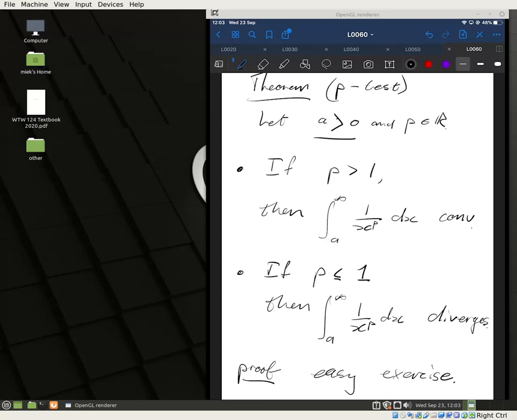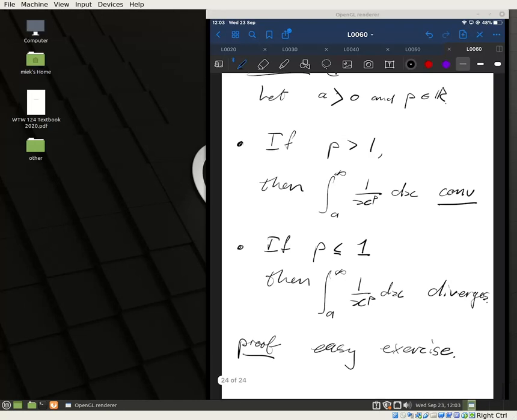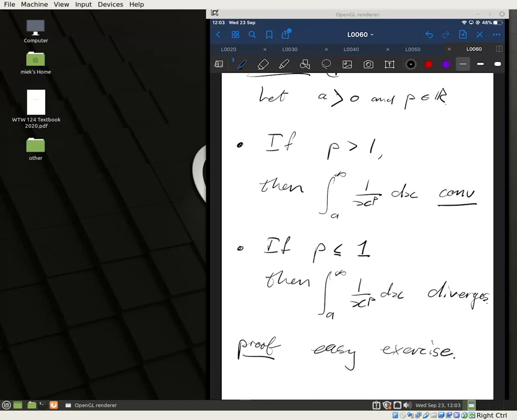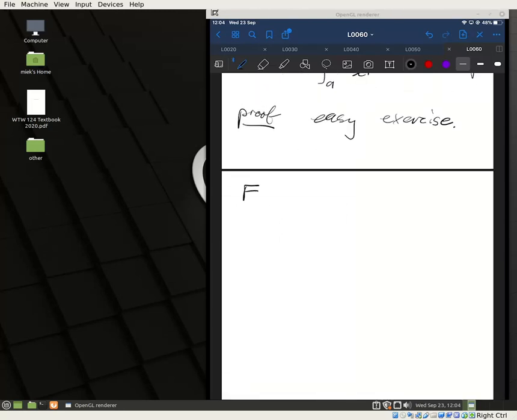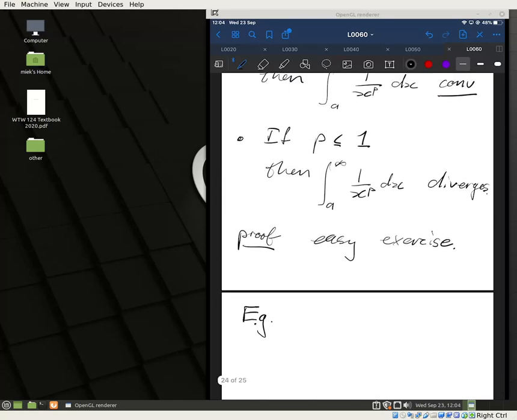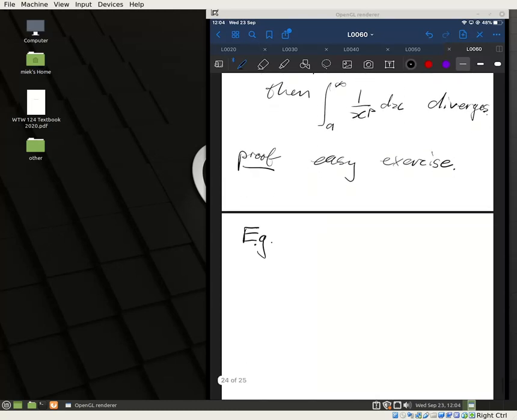So if we take any positive number a and any real number p, if p is bigger than 1, then the integral from a to infinity of 1 over x to the p converges. And if p is less than or equal to 1, then the integral from a to infinity of 1 over x to the p diverges. The proof is a simple exercise. You just need to work out the integrals.